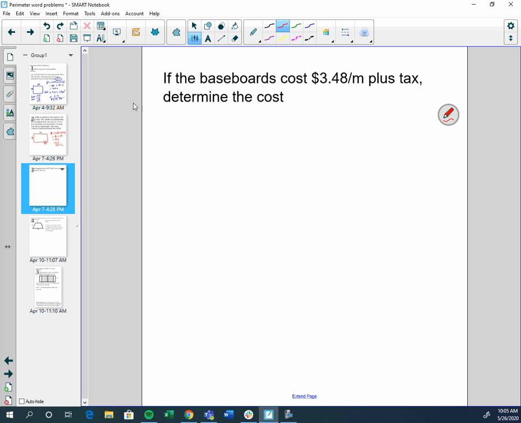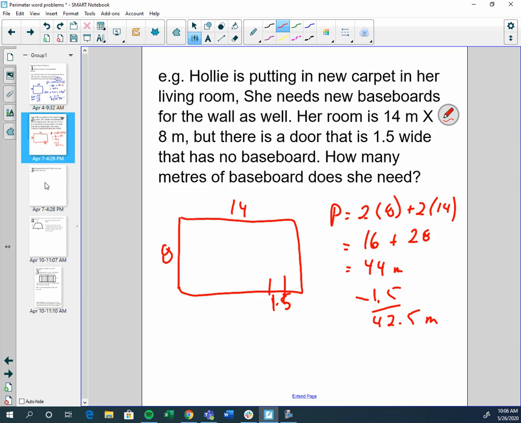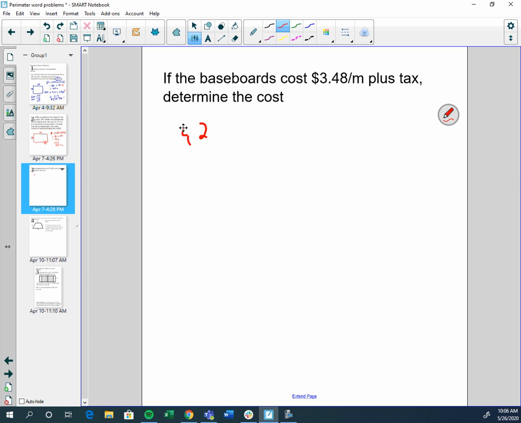Oh, here's the cost question. If the baseboards cost $3.48 per meter plus tax, determine the total cost. So in this case, it was 42.5. We're going to multiply by 3.48.